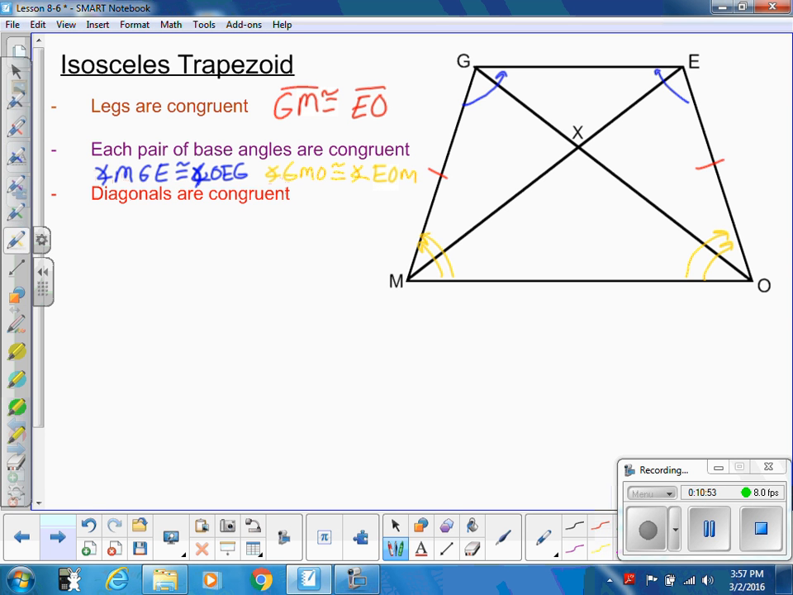All right, and then the third thing that gets to happen is your diagonals are congruent. So now I can say that the length of GO is congruent to the length of EM. Okay? So in a regular trapezoid, all you have is the length of the median, and that you can do consecutive interiors. All right? In an isosceles, those two still apply. However, I can also add in these three properties. That the legs are congruent, the base angles are congruent, and the diagonals are congruent.